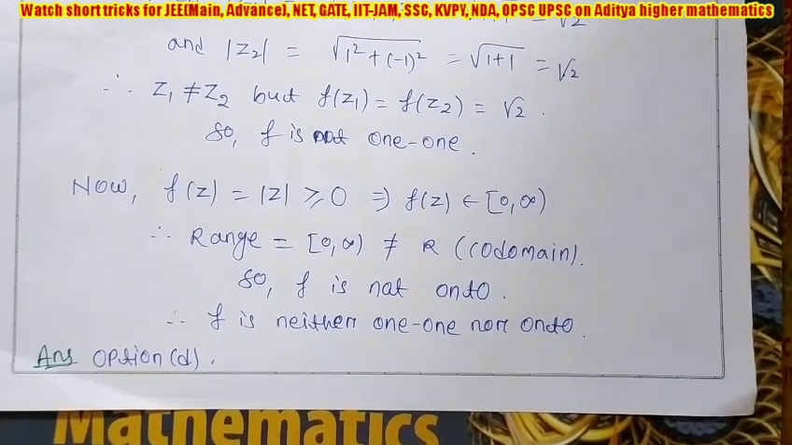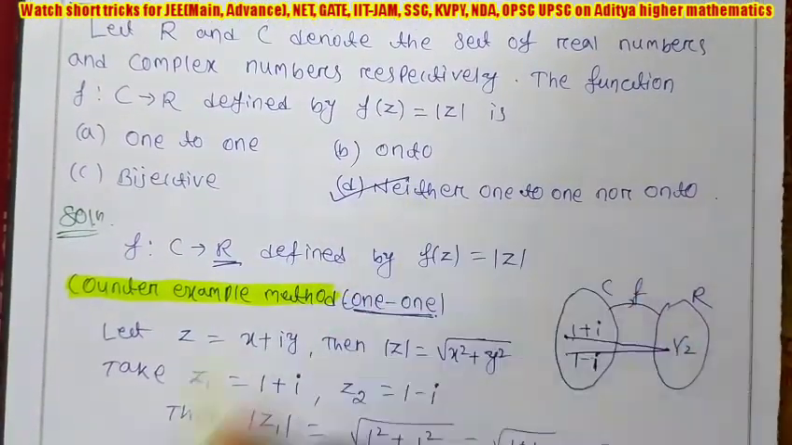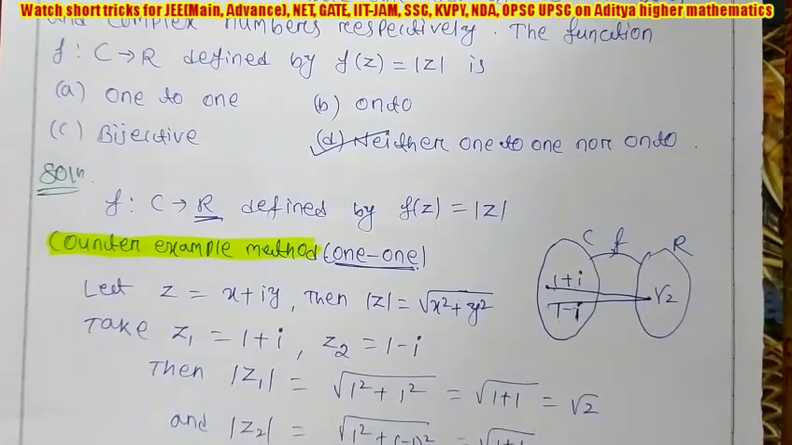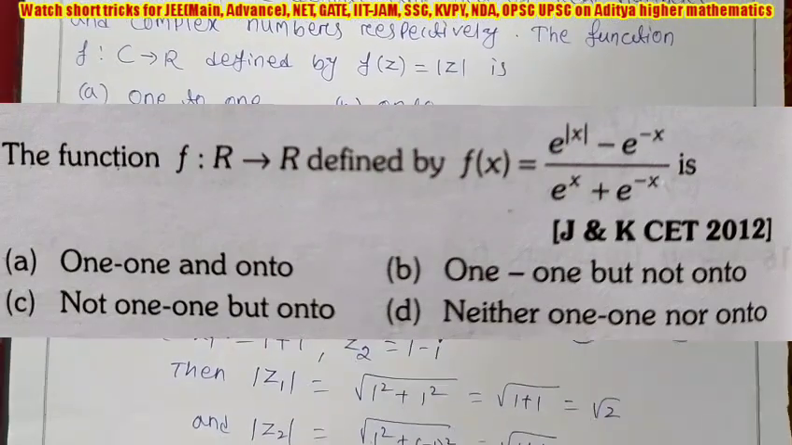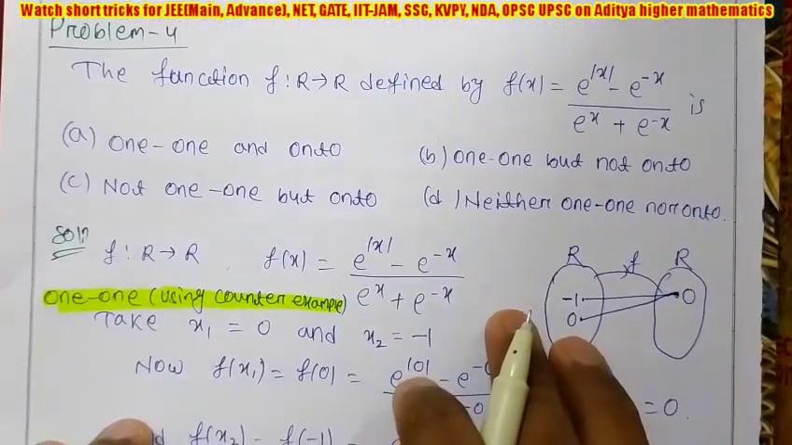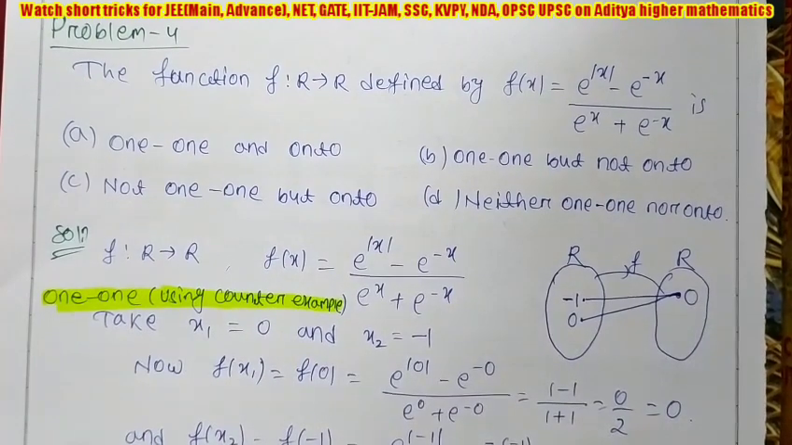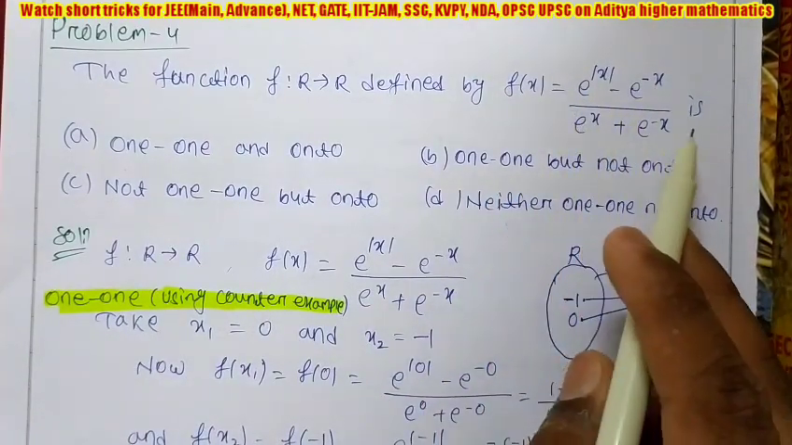Now we will solve another difficult question. So here we got only option D correct, which is neither one-to-one nor onto. Now see this question. In this question we will face some difficulty to solve. Here one function is given from R to R, but that function definition is something difficult: (e to the power mod x minus e to the power minus x) divided by (e to the power x plus e to the power minus x).